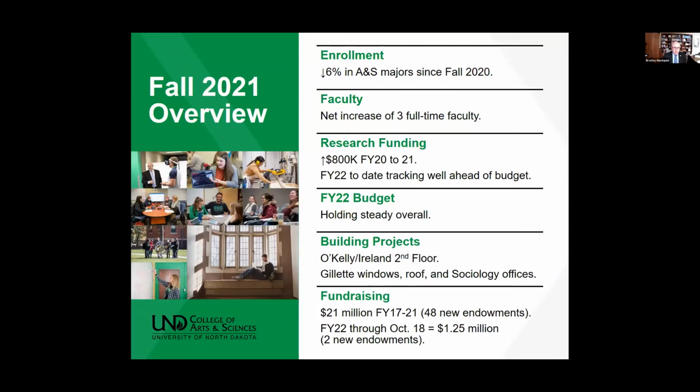So we did have a decrease in Arts and Sciences majors, about 6% since fall 2020. The good news there is our freshman class in terms of Arts and Sciences majors is up slightly from the previous fall semester. And if we look at tuition revenues, the most noticeable decline there is in the number of Minnesota students coming. So fewer Minnesota students relative to the North Dakota students currently.